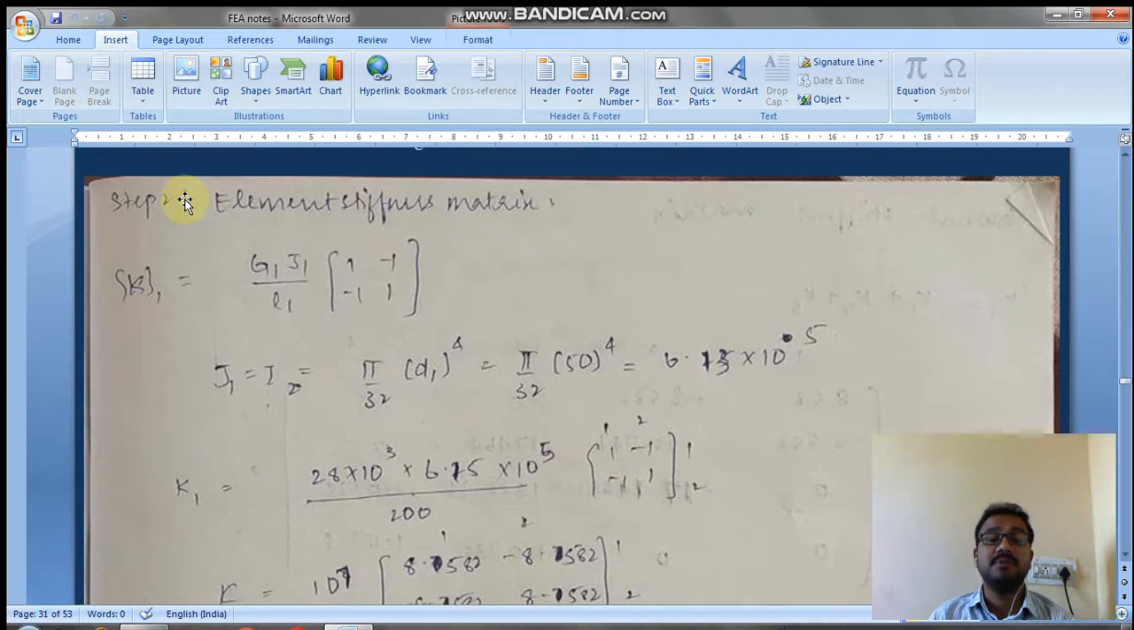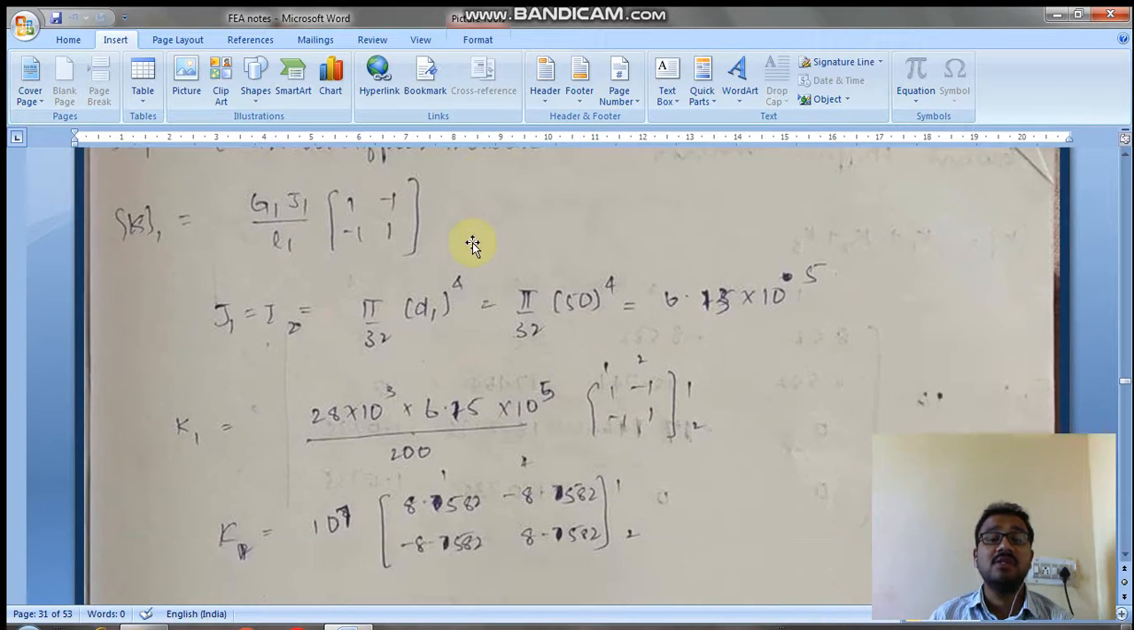The second step is the element stiffness matrix. We know the formula: GJ by L times the matrix 1, minus 1, minus 1, 1. For element 1 it is G1 J1 by L1. What is the J value? We know the diameter for the first element is 50 mm, and for a circular cross section the polar moment of inertia is pi by 32 D power 4. With D as 50, after simplification we get 6.75 into 10 power 5.